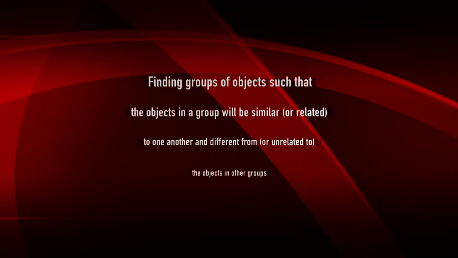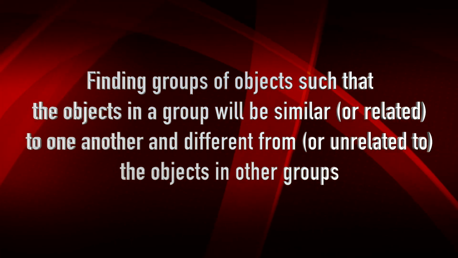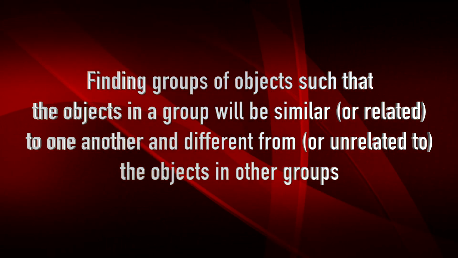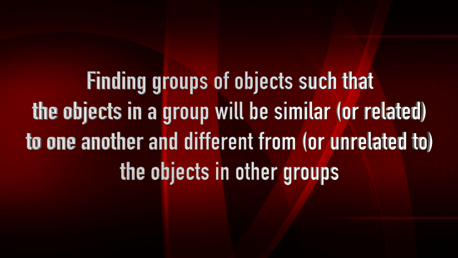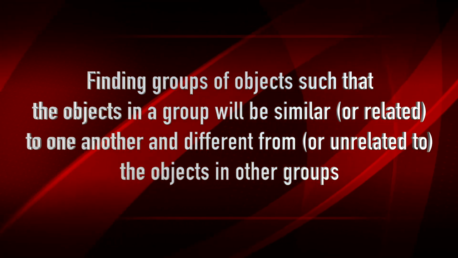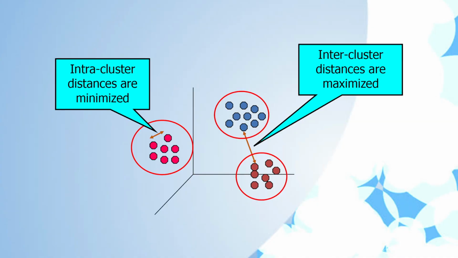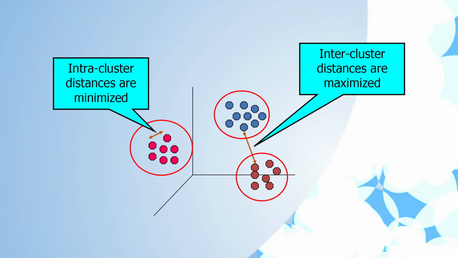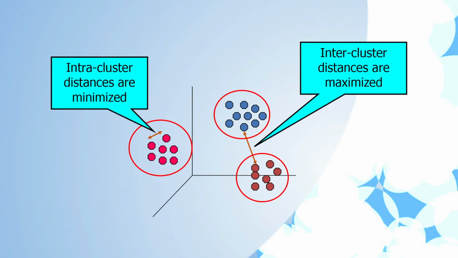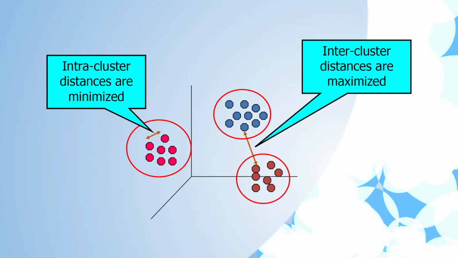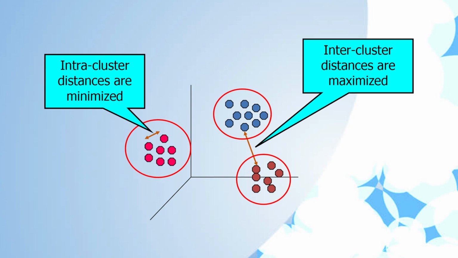We will now see what is cluster analysis. Cluster analysis is finding groups of objects such that the objects in a group will be similar or related to one another and different from or unrelated to the objects in other groups. Now, within a cluster, within a group, the objects that are there, their distances should be minimized. We call the distances between the objects in a group as the intra-cluster distances. Now, the intra-cluster distances have to be minimized.